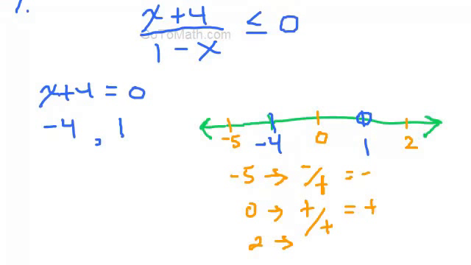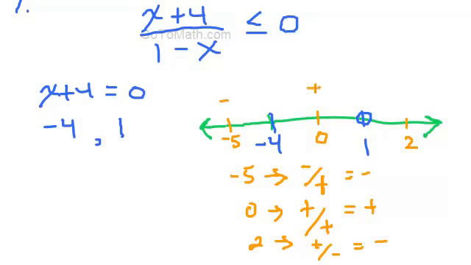Okay, now we'll plug 2 in. So 2 plus 4 is 6, so that's a positive, and 2 in the denominator, 1 minus 2 is a negative. So a positive over a negative is a negative. Easy enough.